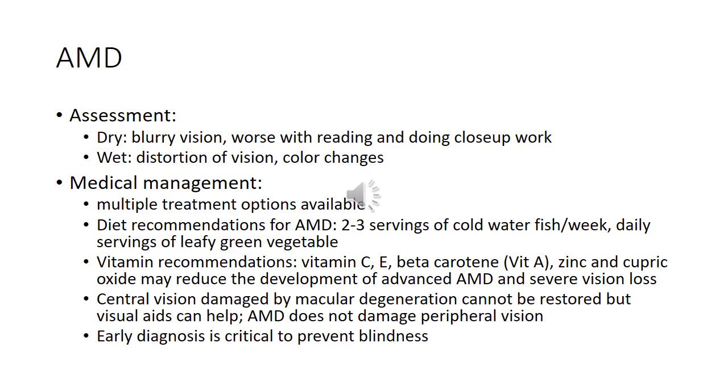Diet recommendations for AMD include 2 to 3 servings of cold water fish weekly, and daily servings of leafy green vegetables. Vitamins are also recommended. Vitamins C, E, beta-carotene, and zinc are recommended for AMD. Central vision damage by macular degeneration cannot be restored, but visual aids can help. AMD does not damage the peripheral vision. Early diagnosis is critical to prevent blindness.